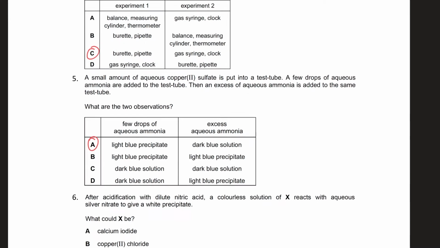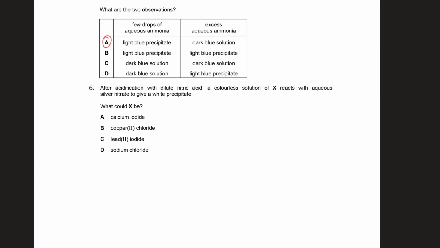Moving on. After acidification with dilute nitric acid, a colorless solution of X. So it's a colorless solution, which means there is no transition metal ion present. Reacts with aqueous silver nitrate to give a white precipitate. So silver is reacting with it to produce a white precipitate. Now the white color tells me that silver is going to produce silver chloride. If it was yellow, I would have said iodide. So I'm going to go for a soluble chloride because it will react with silver nitrate to produce white silver chloride. So that's going to be sodium chloride.